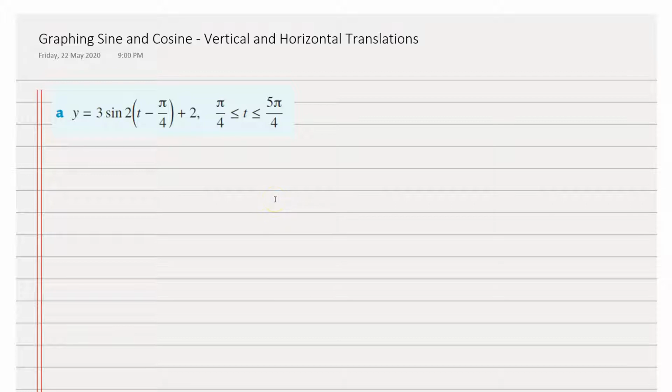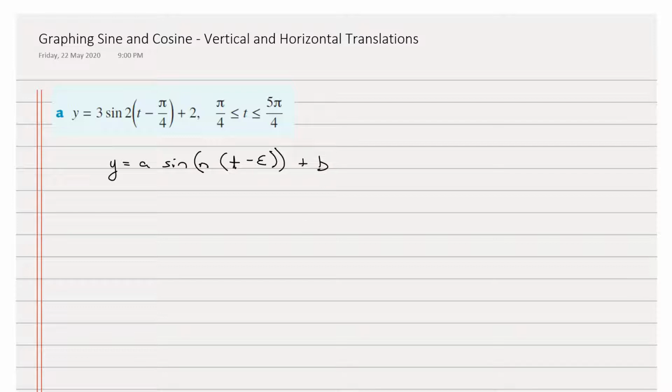So notice the particular form in this case. In the previous example, we had y equals a for amplitude, sine n, in parentheses, and then it was t minus the epsilon. This was if we were doing horizontal translations, but now we're going to introduce another term, b. So the b here is for the vertical translations.